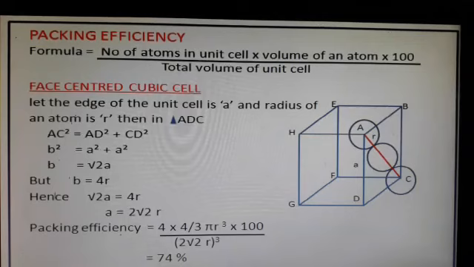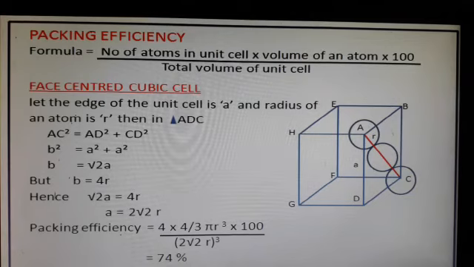It means 74% volume or space of cube is occupied by 4 atoms in face-centered cubic cell. So the key point to remember is packing efficiency of FCC is 74%.